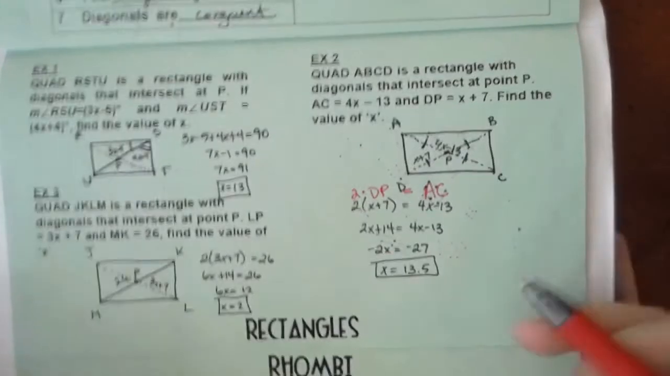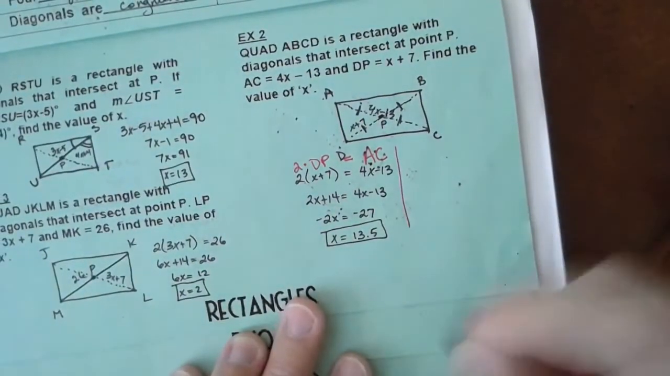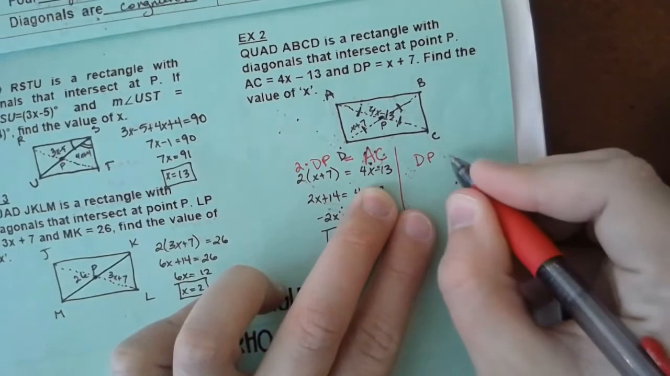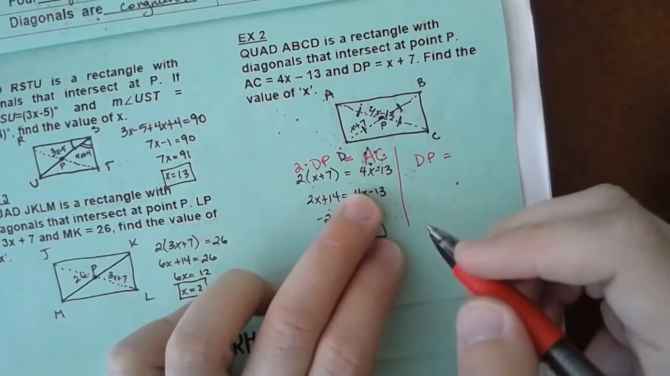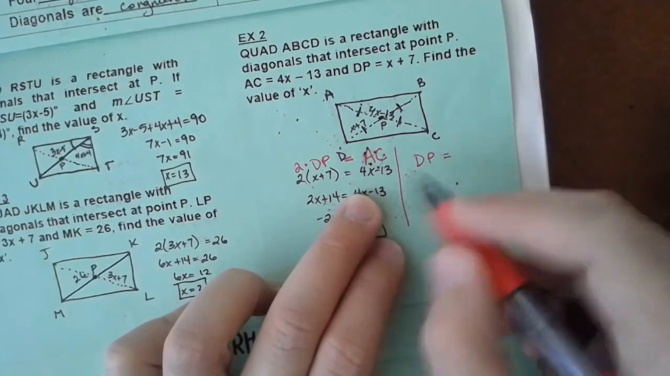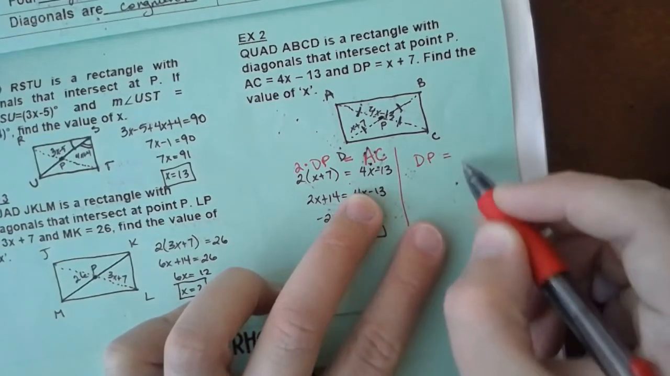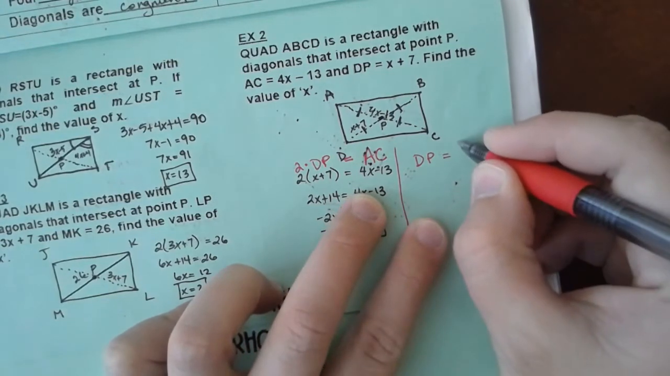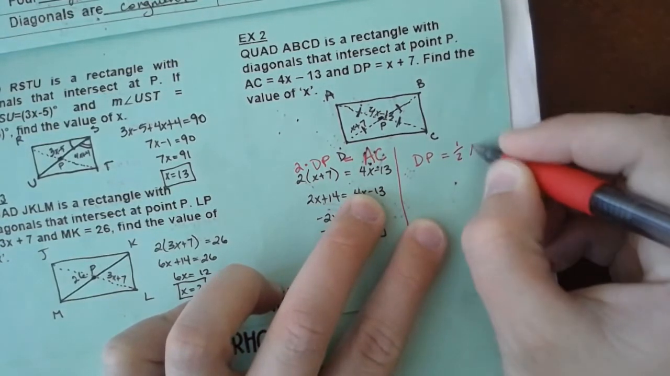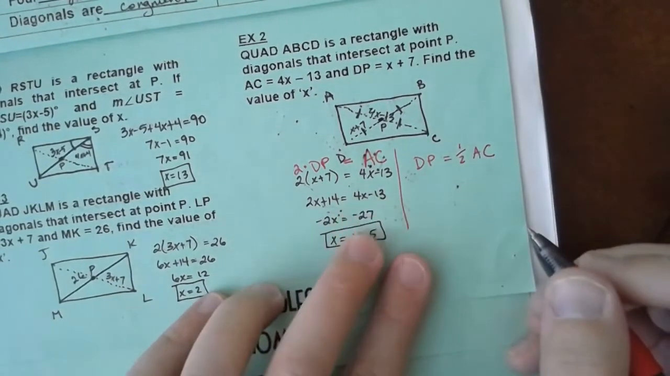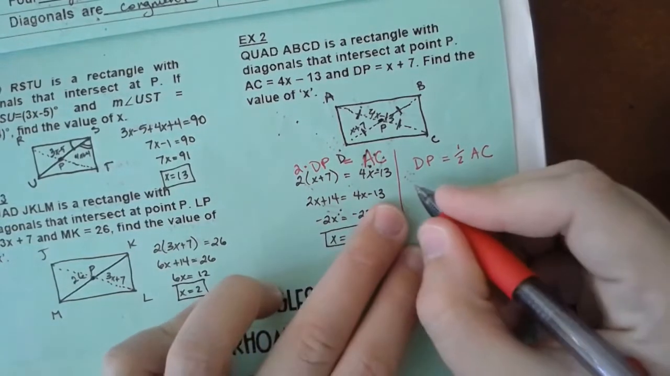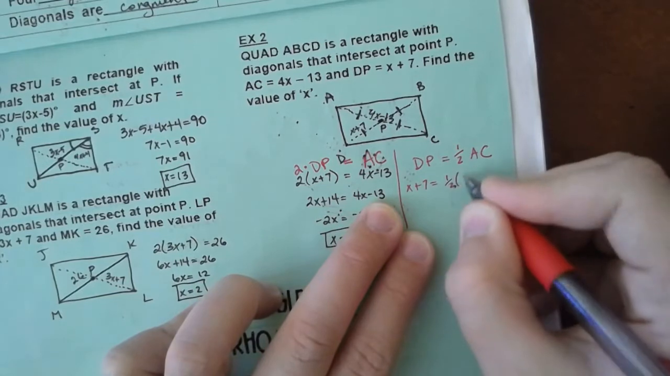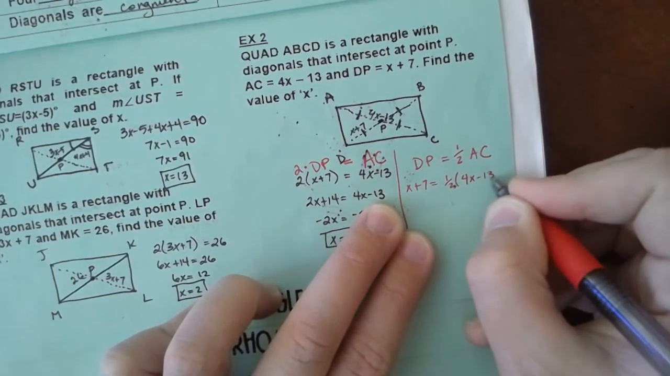Alternatively, let's say I want to leave DP alone. Then I need to do something to AC to make it a half diagonal. If AC is a whole diagonal, I'm just going to take 1/2 of AC. So another way we could set this up is x plus 7 is equal to 1/2 of 4x minus 13.